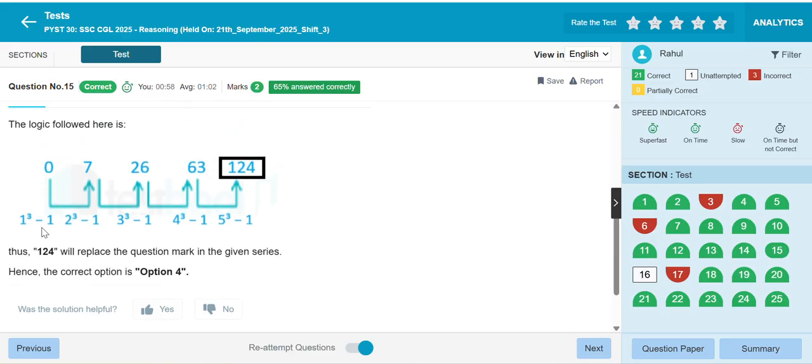So 1 cube plus 1, 1 cube minus 1, 2 cube minus 1, 3 cube minus 1, 4 cube minus 1, 5 cube minus 1. So this will be the answer.